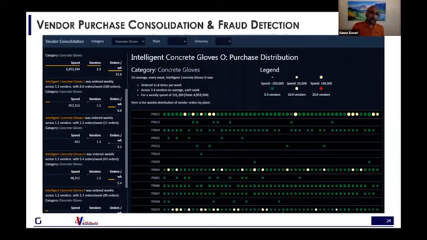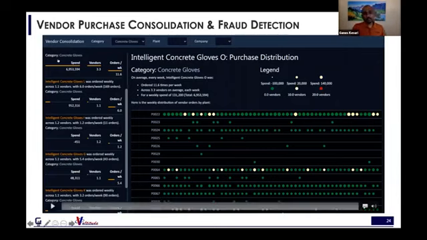So you have the different items here. This is an anonymized one. So you have concrete gloves and you have different items across. And for each of it, you have the spend and the number of vendors and the number of orders placed per week. So you would like to minimize the number of vendors in each of the plants and for the categories. So that is the intent.